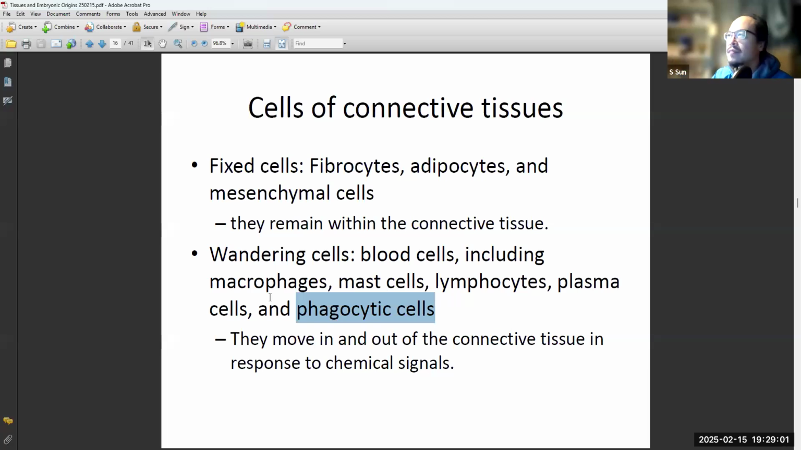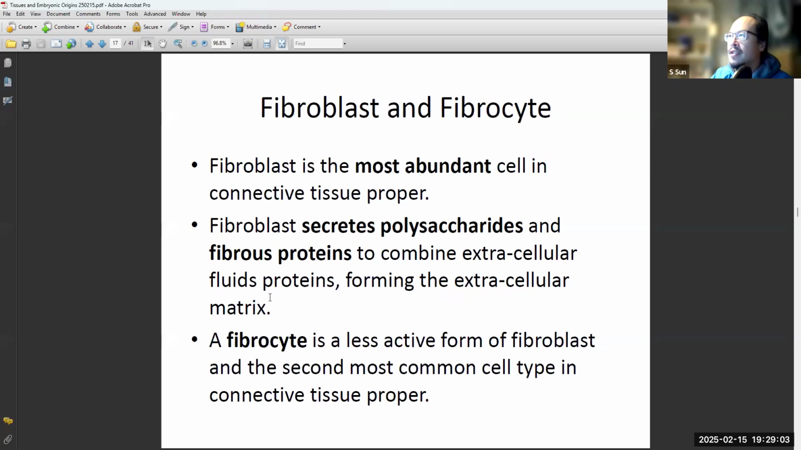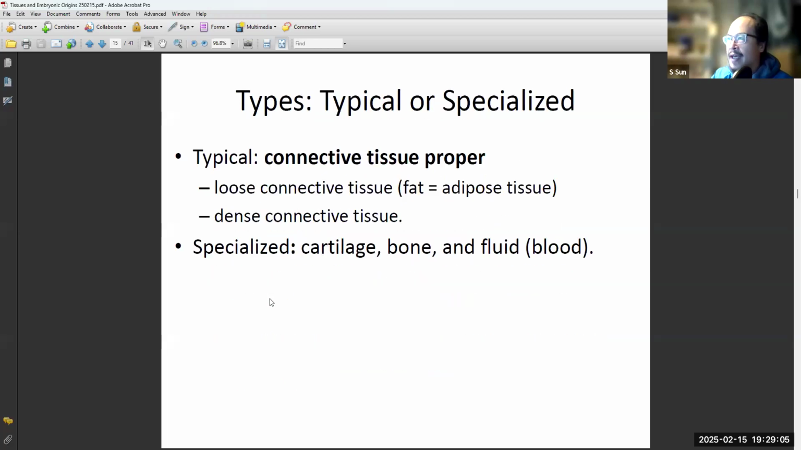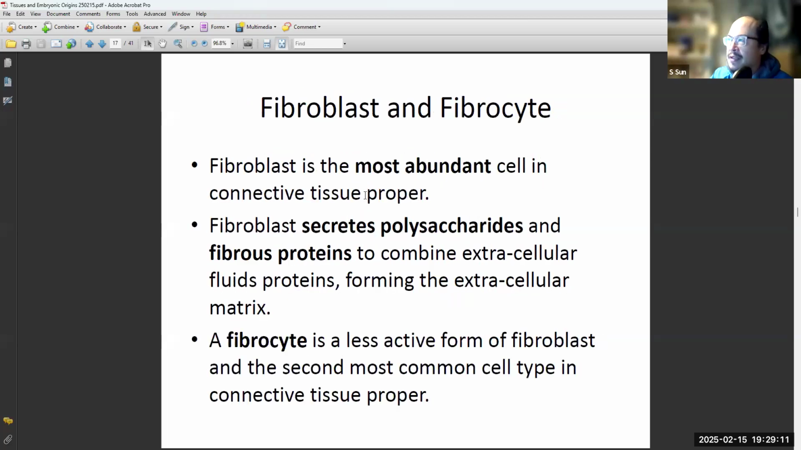So let's look at the connective tissue proper. In the connective tissue proper, the primary cell is fibroblast. So fibroblast is the most abundant cell in the connective tissue proper. You will see this in a quiz question. What is the most abundant cell in the connective tissue proper?